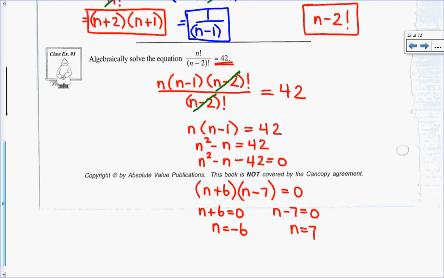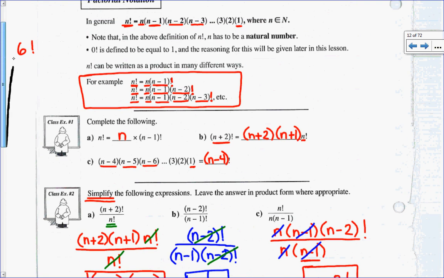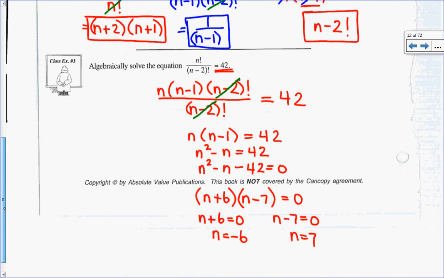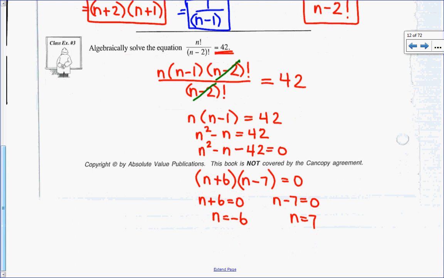Now I have to go back to my original equation and see which one of these could actually be true, because remember we talked about the fact that in the definition of n factorial, up here at the top of the page, n has to be a natural number, a counting number, 1, 2, 3, 4, 5, 6, that kind of number. So in this case, n equals negative 6 would be rejected as an answer. You can't take the factorial of a negative number.